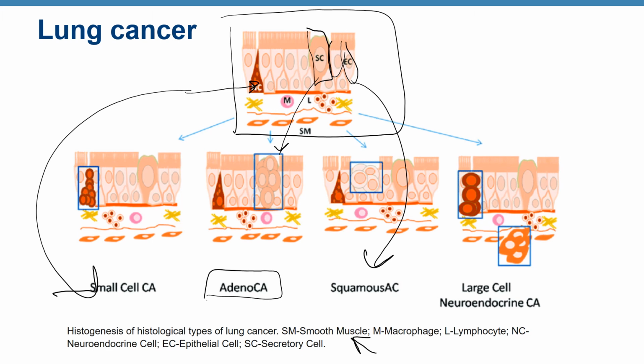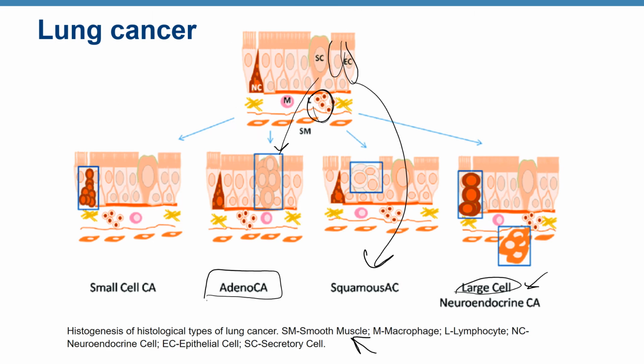And large cell carcinoma we didn't cover, but we have these cells over here that are lymphocytes. So here are the lymphocytes right there. If they became cancerous, it will be large cell carcinoma. So different types of cancer, because different cells became cancerous cells.